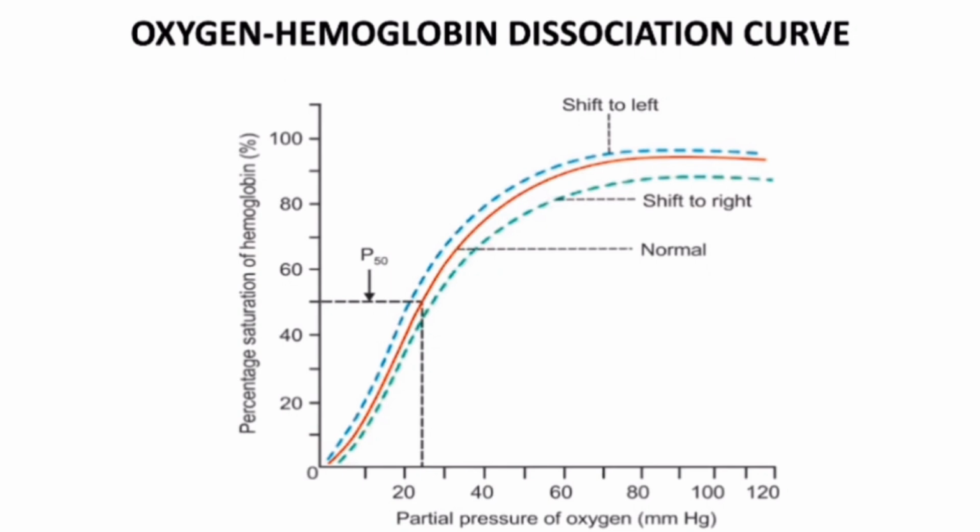Earlier I told you the upper part of the curve, that is the plateau phase, is a safety factor because it is the one which is helping in the loading of oxygen, the uptake of oxygen by hemoglobin. The lower part is actually concerned with the oxygen delivery to tissues. It is like unloading of oxygen.